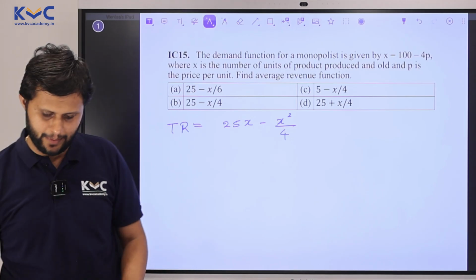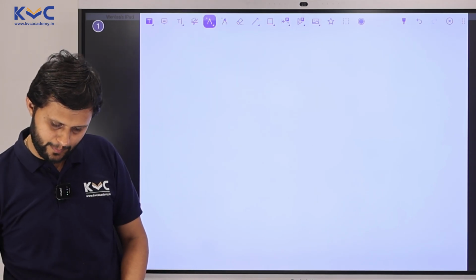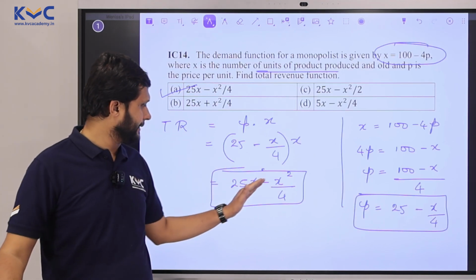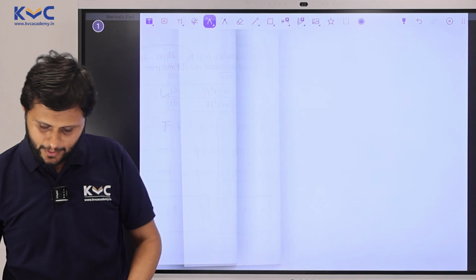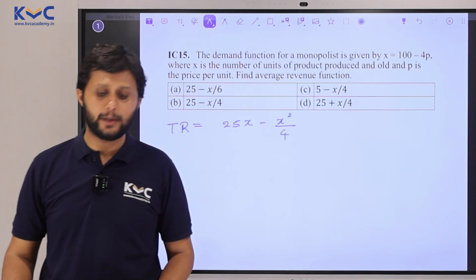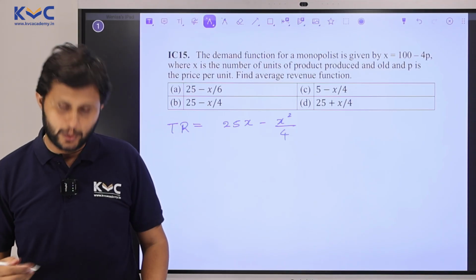Let me just confirm going back. 25x minus x square by 4. 25x minus x square by 4. Okay, so I've written that. Okay. Average revenue function. How to calculate average now?